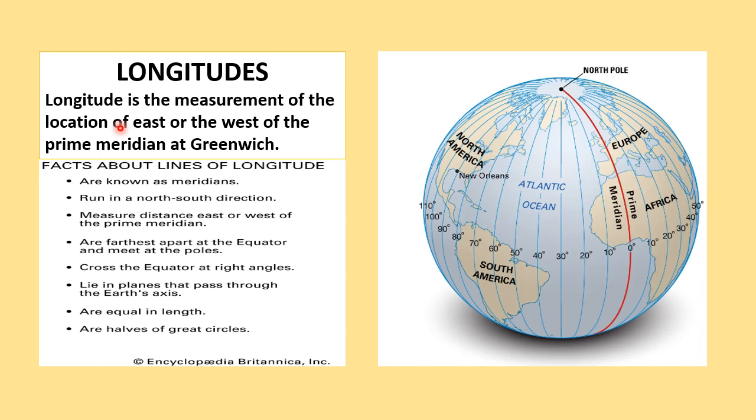Now they run from north to south direction and they measure the distance east and west from the prime meridian. Another point is that it crosses the equator at right angles. We'll see the grid formation in the next diagram. Now, they are farthest apart at the equator and meet at the poles, right? And they lie in planes that pass through the Earth's axis. They are equal in length and are halves of great circles.